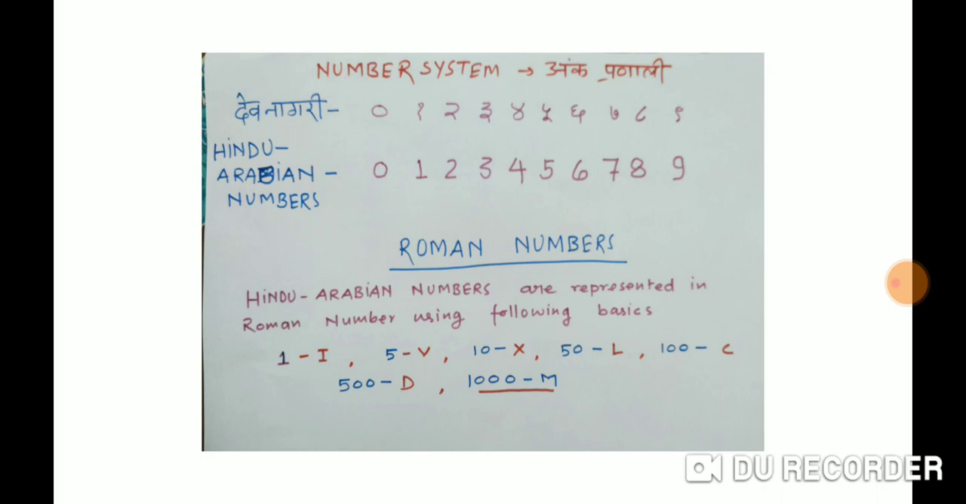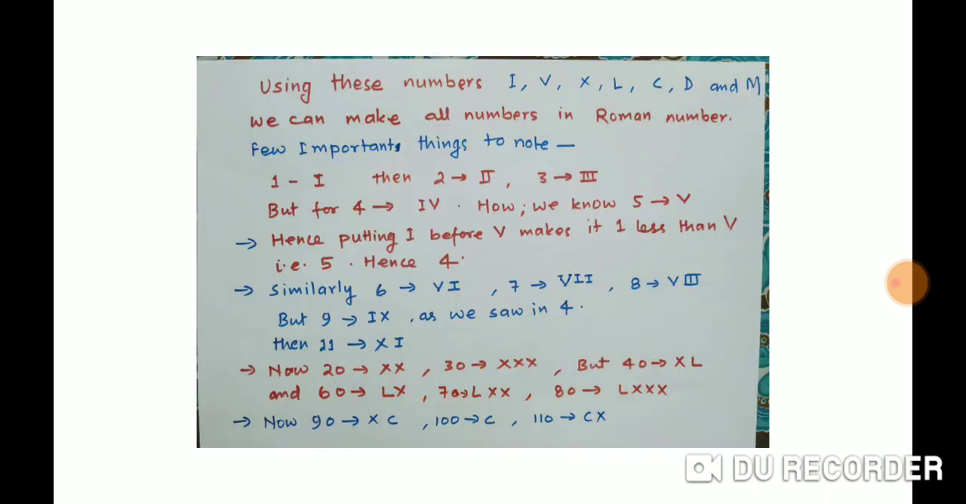Roman numbers. Hindu-Arabic numbers are represented in Roman numbers using the following basics: 1 as I, 5 as V, 10 as X, 50 as L, 100 as C, 500 as D, 1000 as M. Using these symbols I, V, X, L, C, D and M, we can make all numbers in Roman numbers.